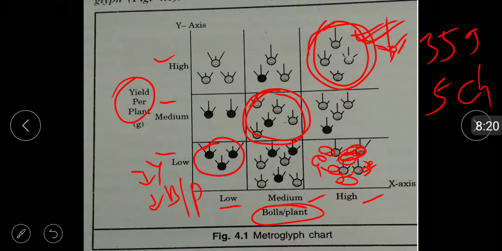Metroglyph analysis has been used for assessment of variability in cotton, pulses, oilseeds, and several other crops.